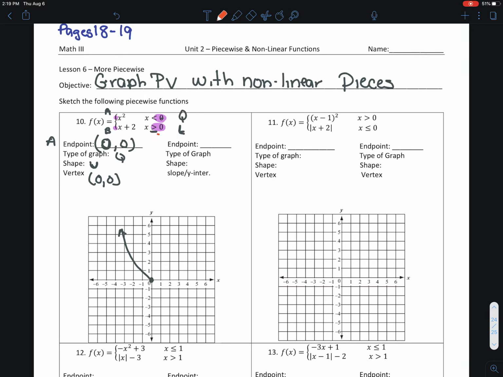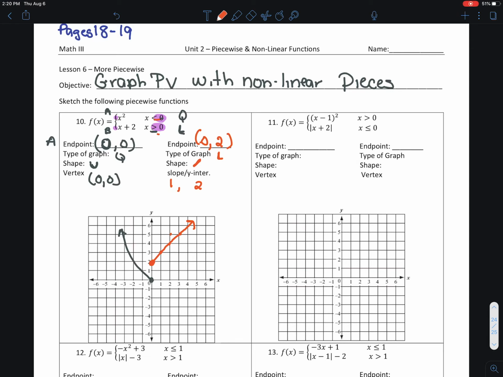Now for the second part of this, let me get a different color. The second part, when I put 0 into this function, I get 0 plus 2, so x is 0, y is 2. The type of graph is linear, so its shape is going to be a line. Its slope is 1, and its y-intercept is 2. My starting point is x is 0, y is 2, so it's starting on its y-intercept. Convenient. And then I know it has a slope of 1, so then I can just go up 1 over 1. And I finish my graph.